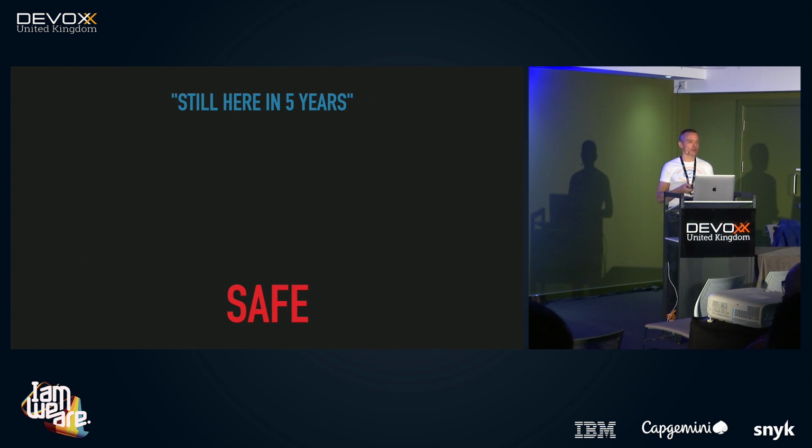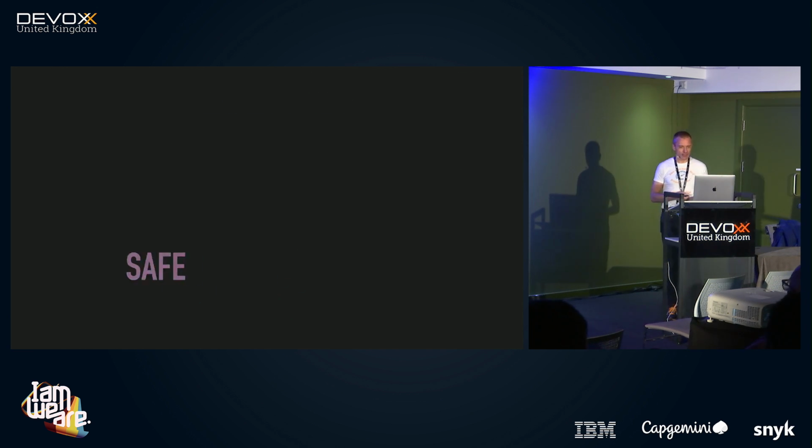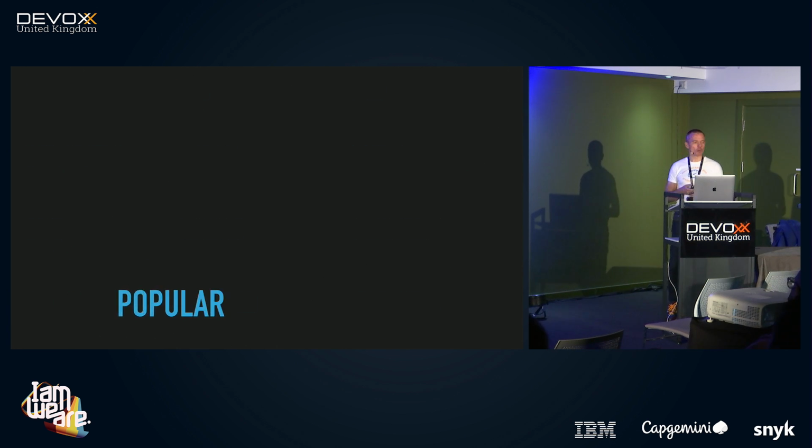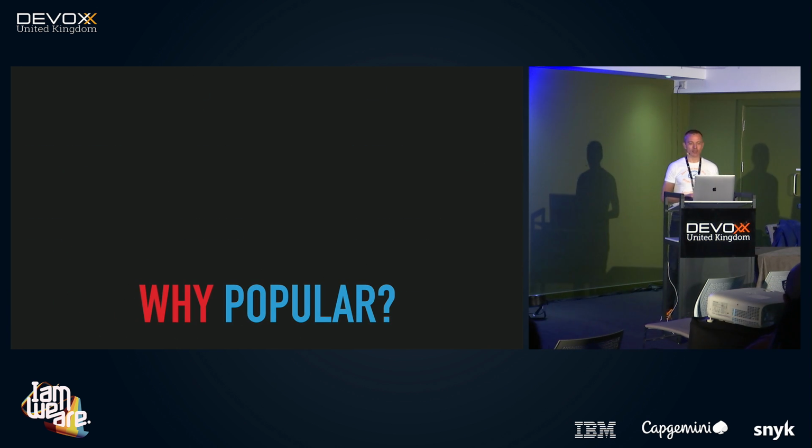Safe really means the framework, the technology is still here 5 years from now. So that's a judgment call on my side or on your side. And finally, popular. Why do I care about popular? Well, popular makes our life easier in 3 ways. It makes it easier to learn the technology because there's more material out there to learn. It makes it easier to code because there are better tools and more tools out there.